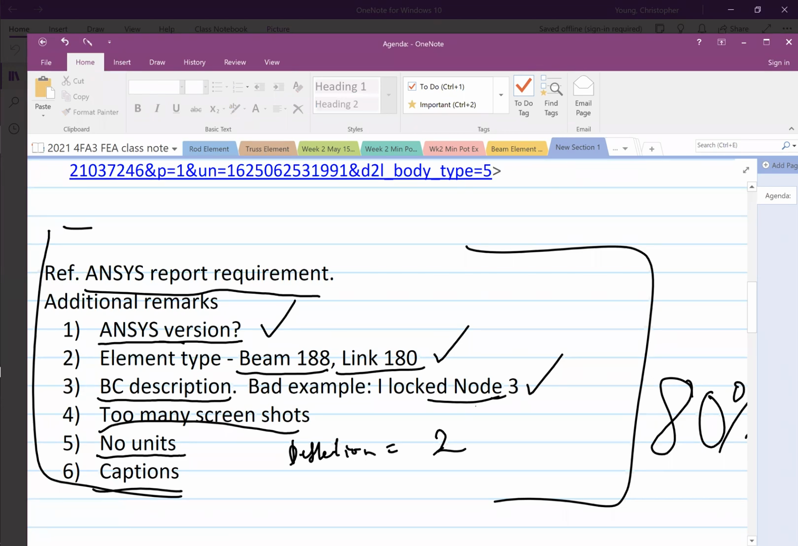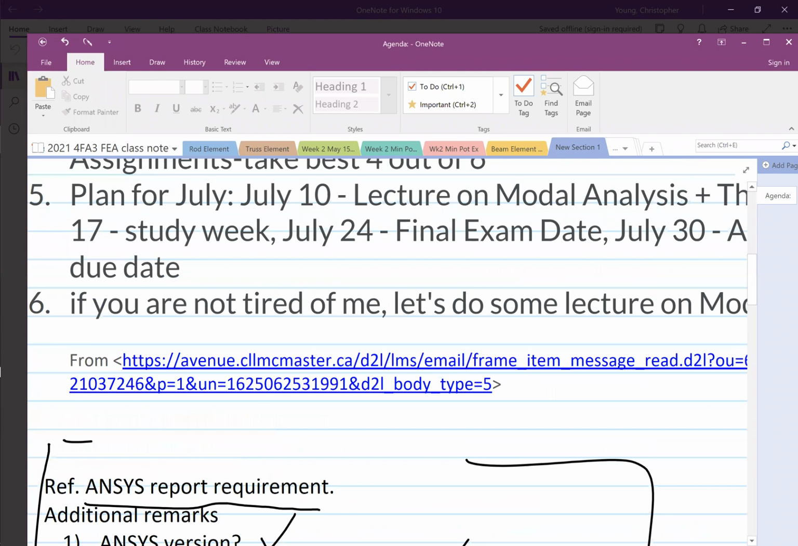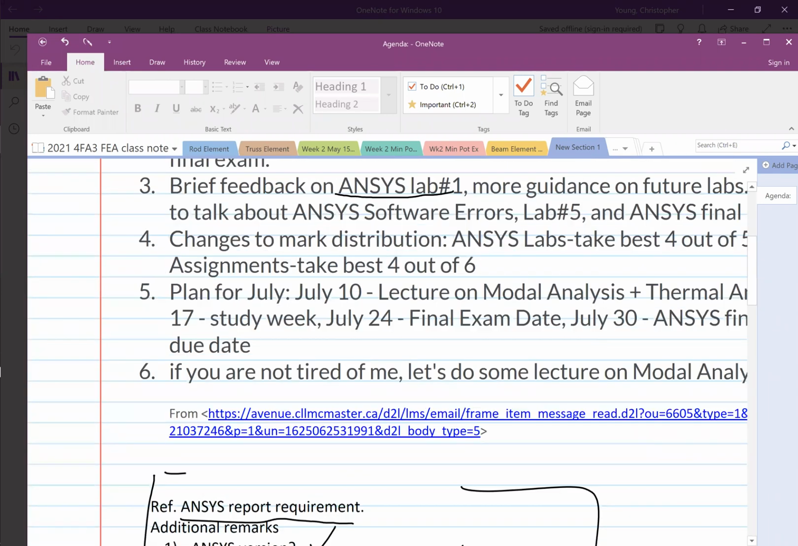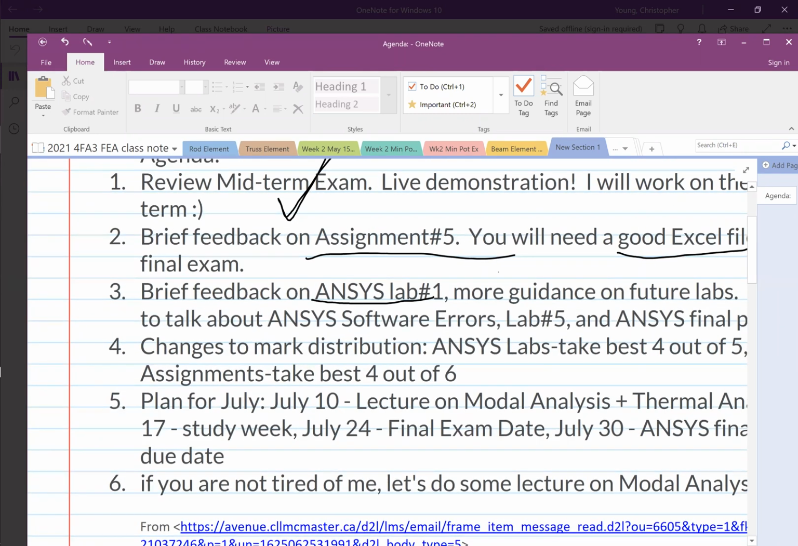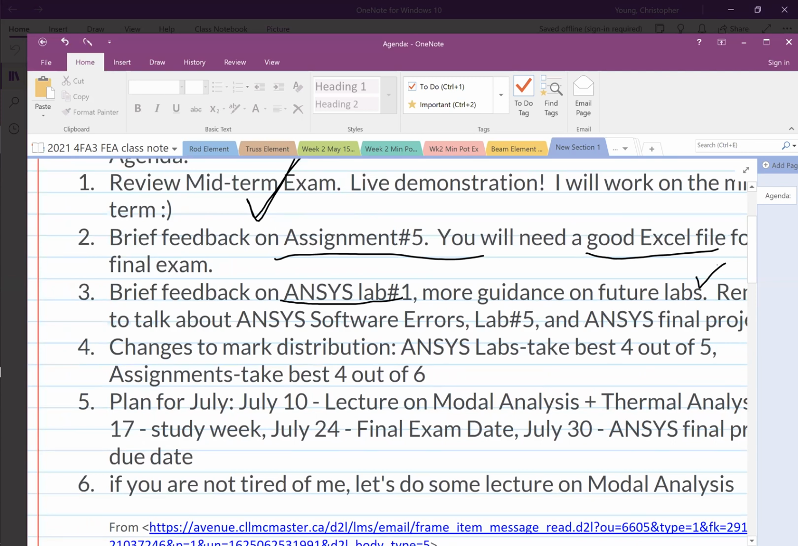Okay, how about this? There are 5 labs. You are allowed to drop 1, maybe 2, depending on your progress. In the future, when I mark your labs, I can provide more details. But all the feedback I want to provide is happening today. Those are the general descriptions. Okay, I am on task 3, brief feedback on lab 1, more guidance on future labs. I just did that.